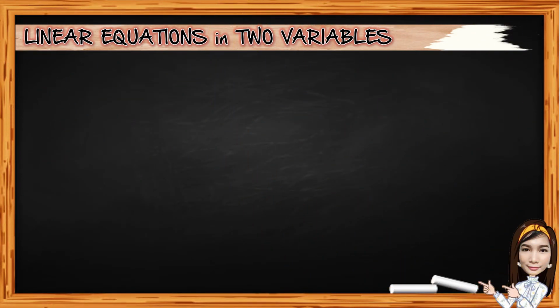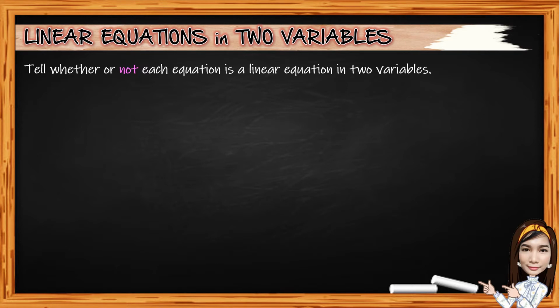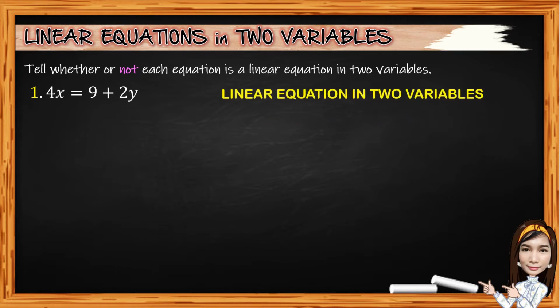Now, for you to understand, let's have the first activity. Tell whether or not each equation is a linear equation in two variables. For number 1, given 4x = 9 + 2y, this is considered a linear equation in two variables. As you notice, the exponent of variable x and variable y is 1.